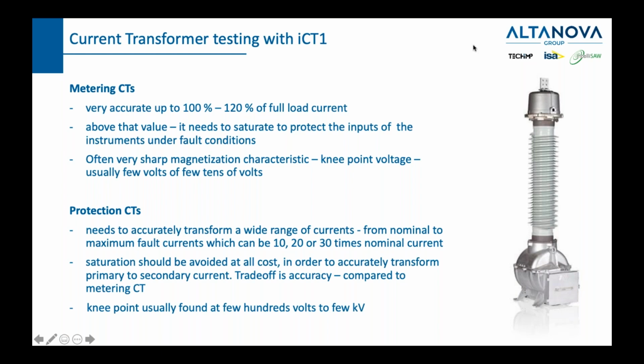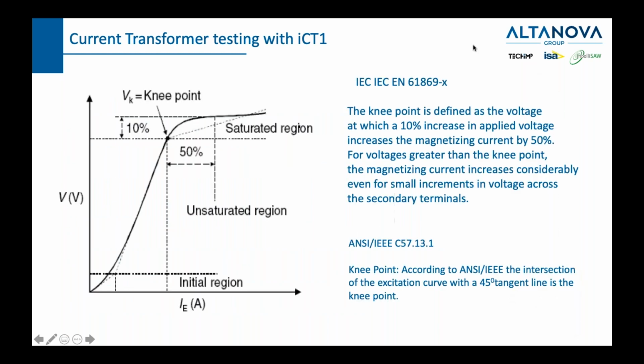So the knee point is usually found at a few hundred volts or even a few kilovolts. So we've been talking about this knee point. Let us see exactly what this knee point is. We have two definitions. According to IEC 61869, the knee point is defined as the voltage at which a 10% increase in applied voltage increases the magnetizing current by 50%. For voltages greater than the knee point, the magnetizing current increases considerably, even for small increments in voltage across the secondary terminals. So this is how IEC defines it.